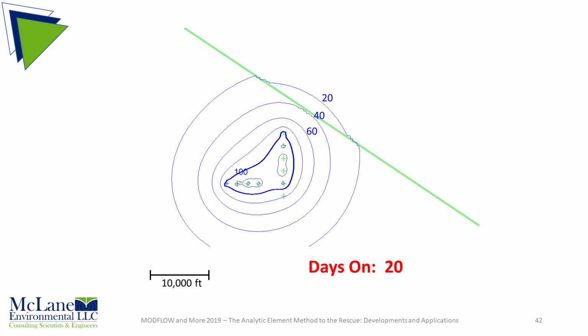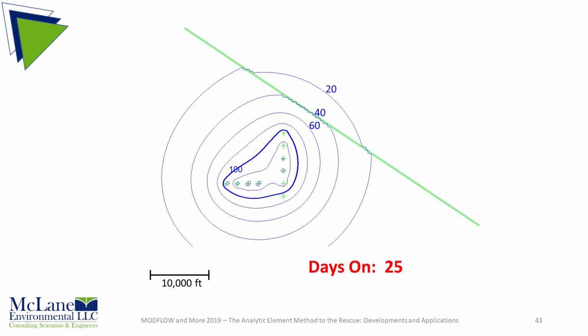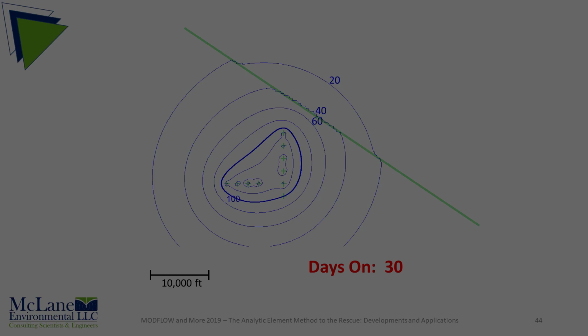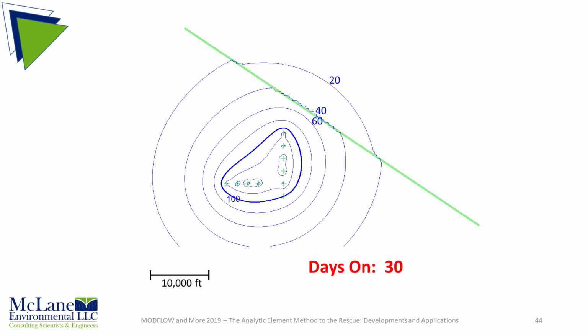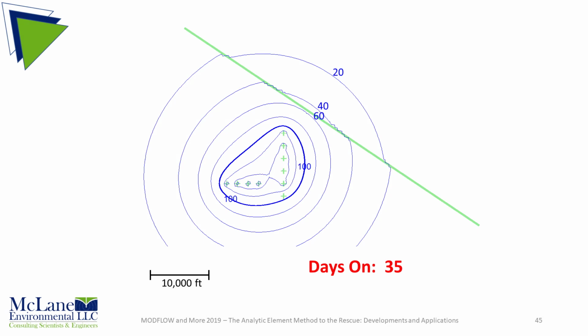20 days, 25 days, 30 days. At the end of the test, after 35 days, there is about 45 feet of drawdown north of the fault and 60 feet of drawdown south of the fault. That is, there's a 15-foot drop in head across the fault, just as there was in the MODFLOW model.